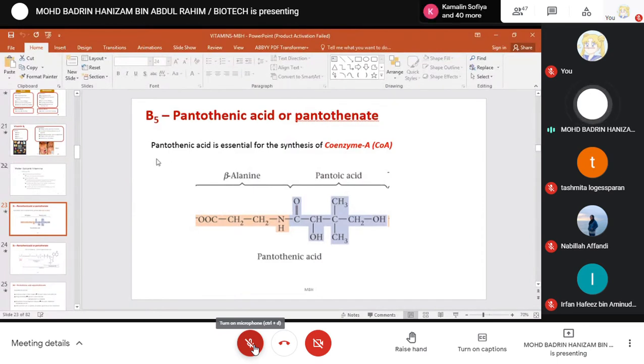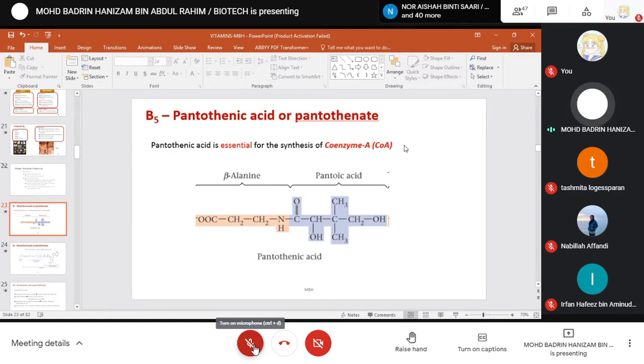All right, next, vitamin B5, or pantothenic acid, or pantothenate. Pantothenic acid is essential for the synthesis of coenzyme A. So the word is essential. Without vitamin B5, you cannot synthesize coenzyme A. You know that coenzyme A is very vital in your body in terms of energy, metabolism, and so on. So without this, lots of things go wrong.